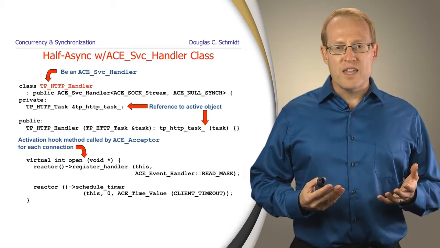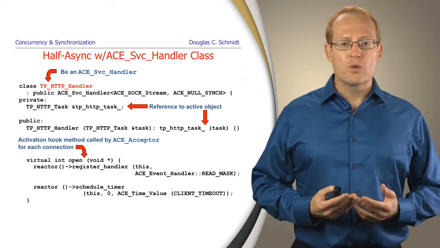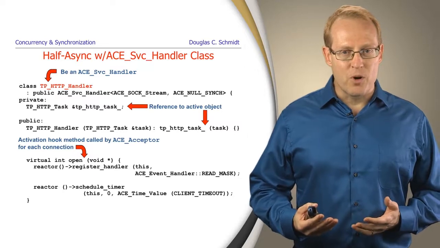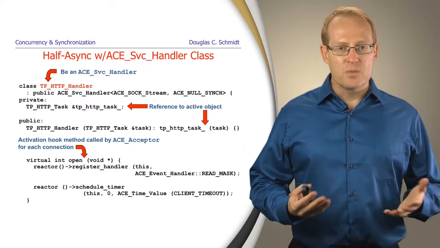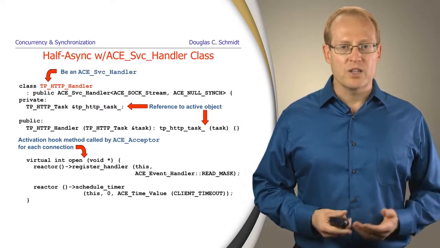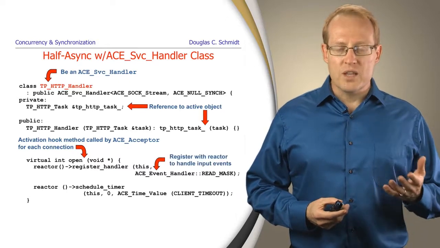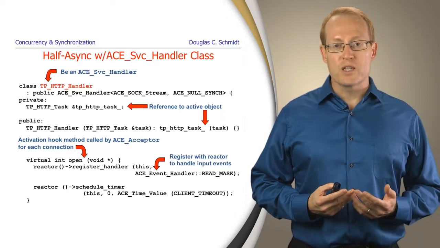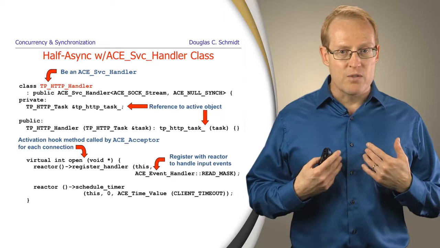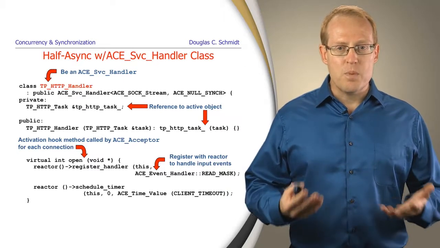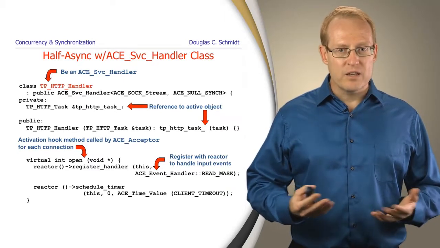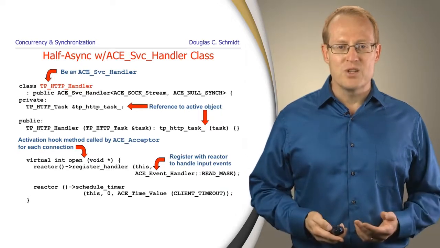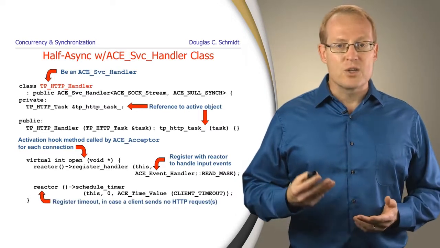We then override the open hook method, which will be used by the ACE acceptor framework in order to activate this particular object after a connection is established. Now, when this occurs, we're going to do two things. First, we're going to register ourselves with a reactor to be dispatched when an incoming event shows up containing a GET message. And we're also going to schedule a timer.